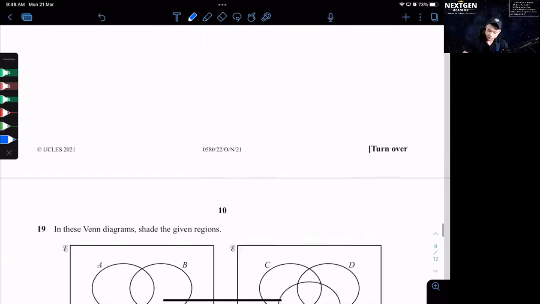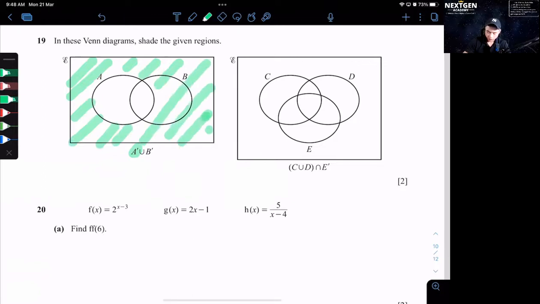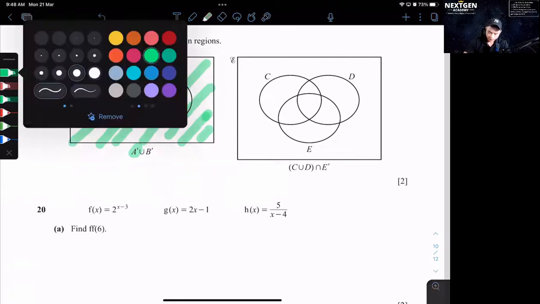All right, let's move. Question 19, shade the given region. This is a Venn diagram. So first one, A prime union B prime. That means we want to shade everything of A prime and everything of B prime. Okay, let's see. A prime will be what? Everything outside of A, right? So I will put different colors so you can understand what exactly I am doing. If you see this green color, this is everything that is A.